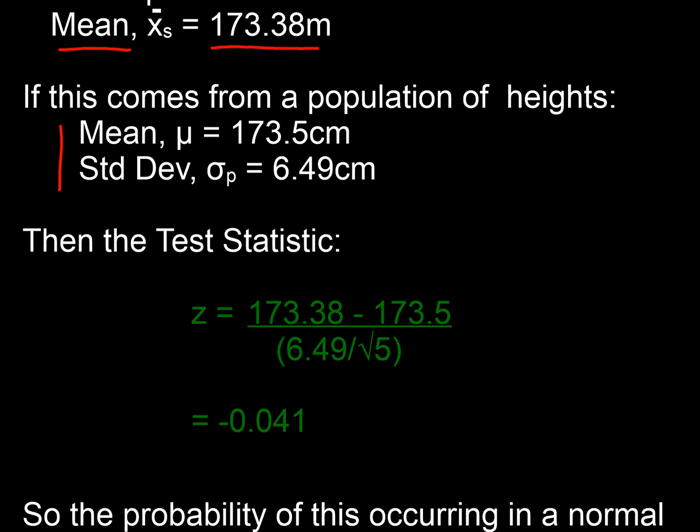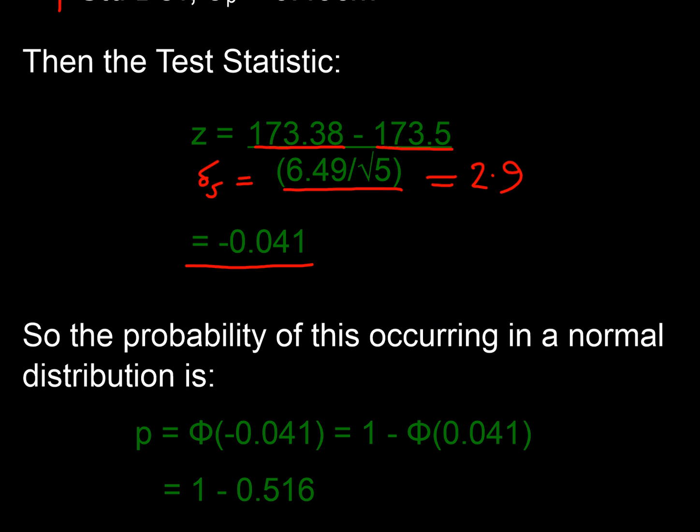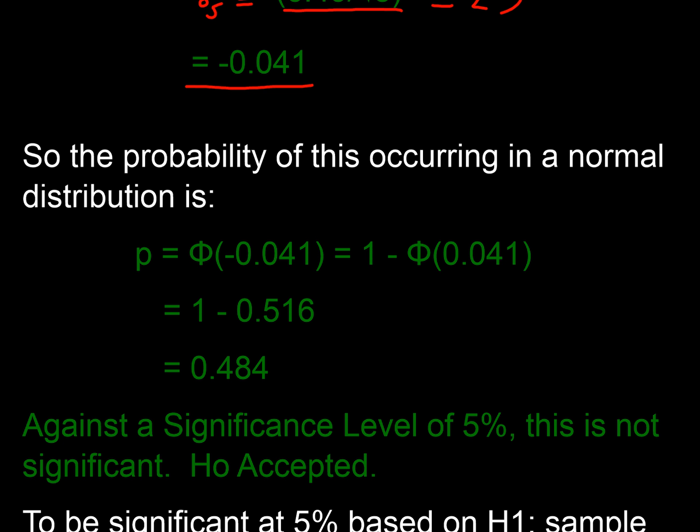So our Z statistic is our sample mean of 173.38, take away our population mean of 173.4, and then we've got to look at our standard deviation for the sample, which is going to be our population standard deviation over root 5, which I think worked out to be 2.9. And so our overall Z value is going to be minus 0.041 standard deviations.